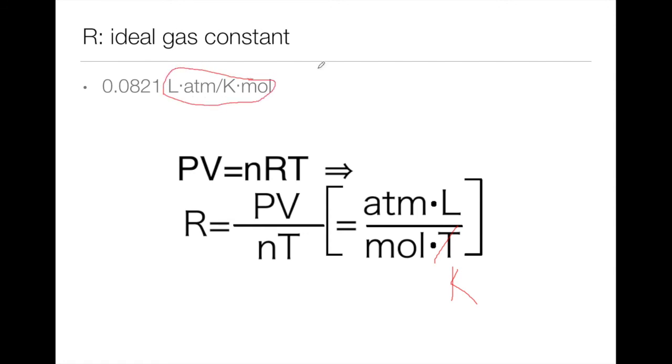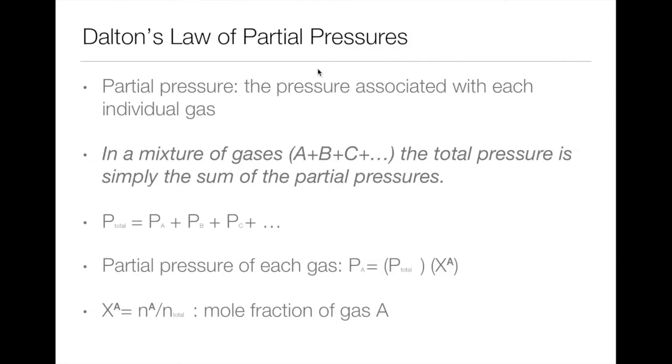So it's better to use the 0.0821 and convert the given volume to liters and the pressure to atmospheres. And always the temperature in Kelvin. Now Dalton's law of partial pressures. This is not an ideal gas law, but I thought I should include it.